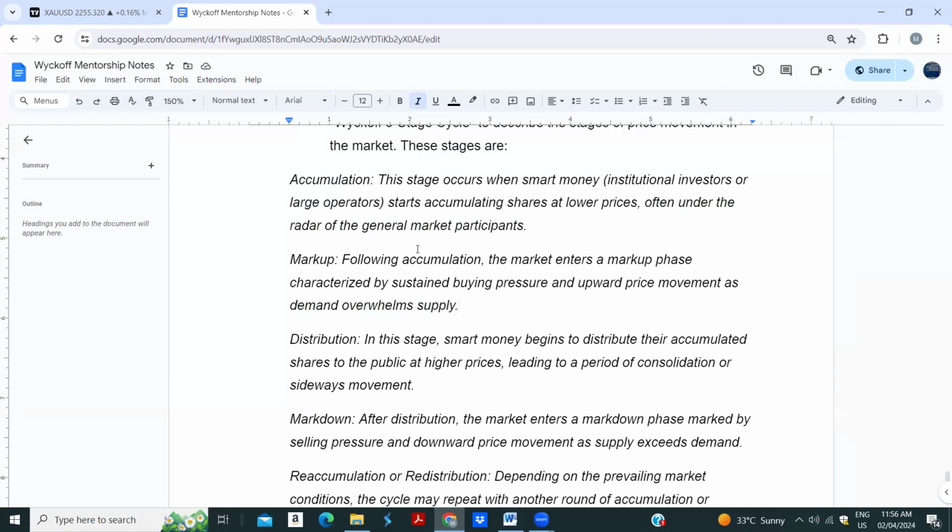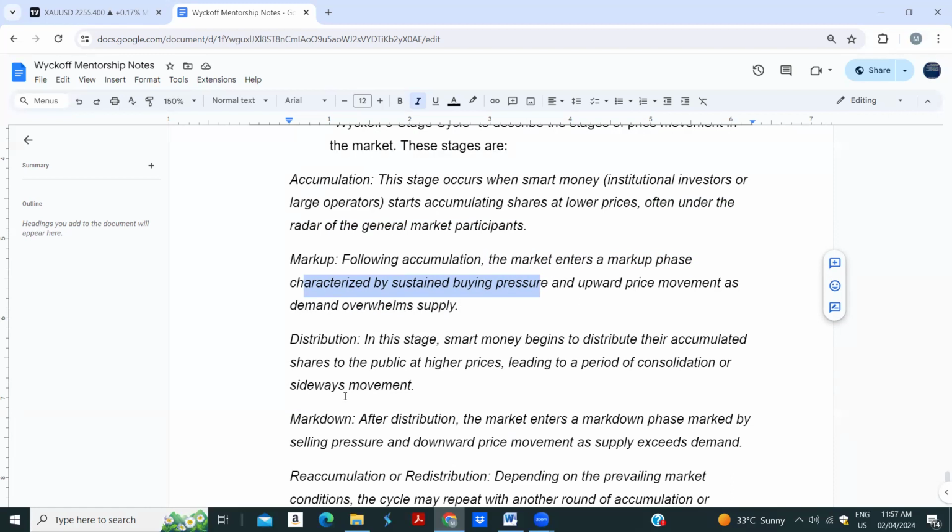The markup follows the accumulation. In the markup, the market enters a phase characterized by sustained buying pressure, so the buying pressure is increasing. The markup is also known as an uptrend, and during the markup there is an upward price movement as the demand is greater than the supply.